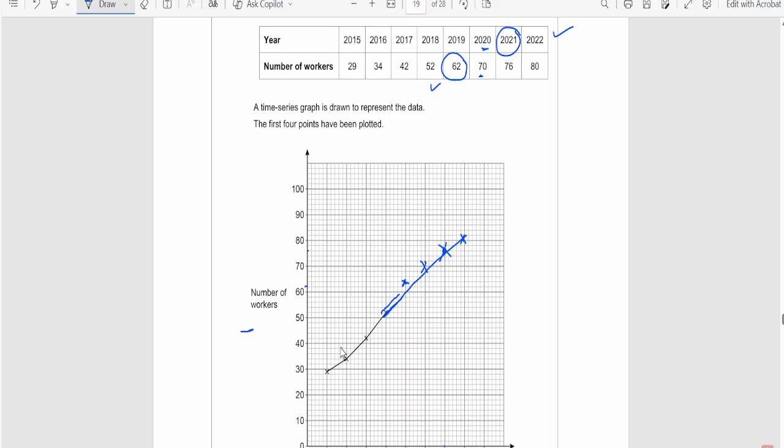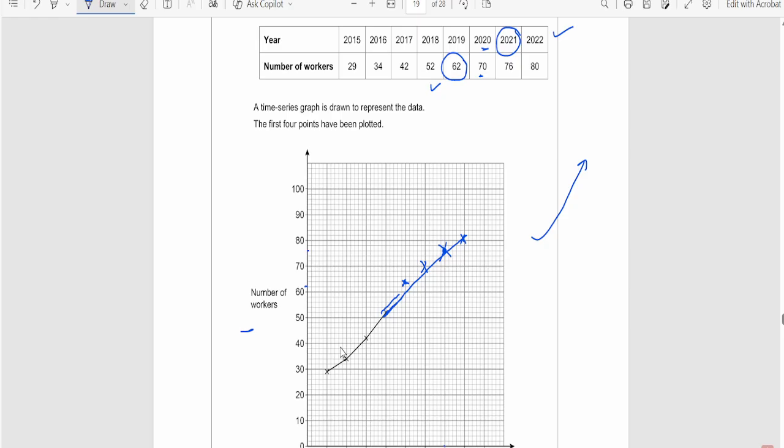Let's say there we have 2023. As you can see, there is a pattern being followed. The graph is going up. So what could be the answer for 2023? I'm not sure how to work it out.